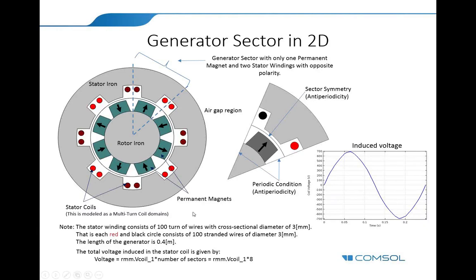For this one, in the stator, we're assuming that there are 100 turns of wires with a cross-sectional diameter of 3 millimeter. These are the stranded wires, so we'll be neglecting the eddy currents on them. So it's a homogenized approach which can be done in COMSOL using homogenized multi-turn coils. And for this 2D modeling, the length of the generator is 0.4 meter, and we will calculate the induced voltage on the coil. Since we're modeling only the sector, in the post-processing, you just have to multiply by the number of sectors to get the total voltage output.